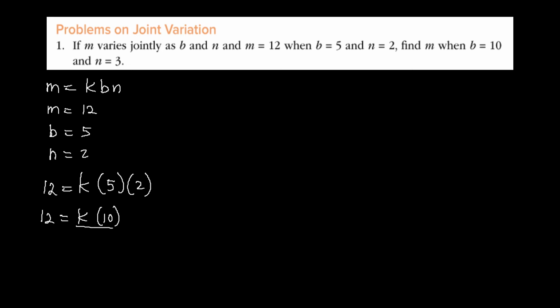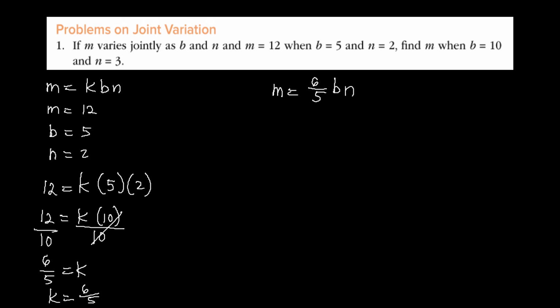So let's divide both sides by 10. Okay? So makakancel ito. So maiwan yung K. So we have 12 over 10. Or change that in lowest term, we have 6 over 5 equals K. Or our K is equals to 6 over 5. So we have the value of our K, which is 6 over 5. Okay? So after that, substitute that in our equation. This one. So M equals 6 over 5 B N.